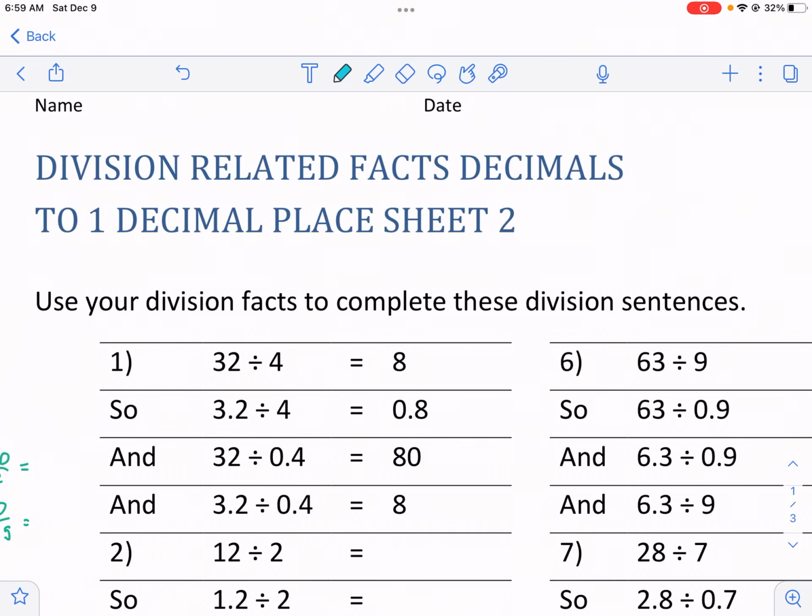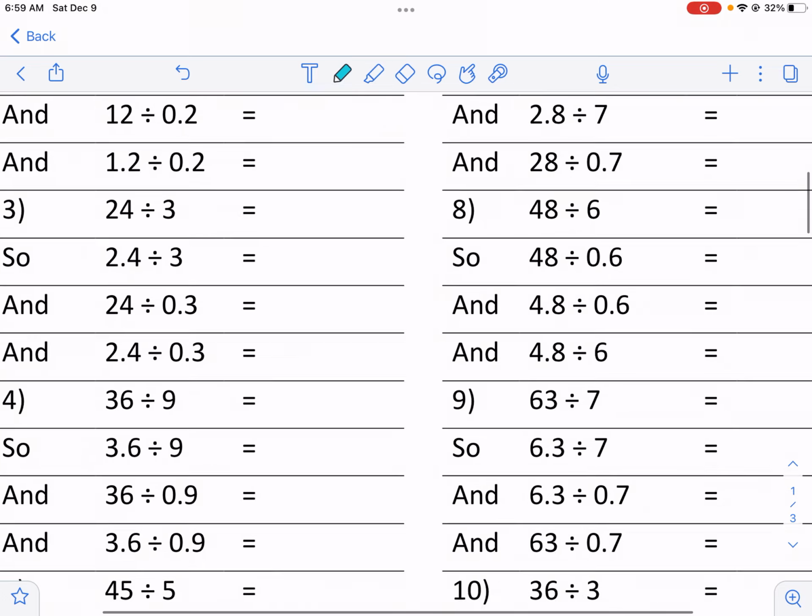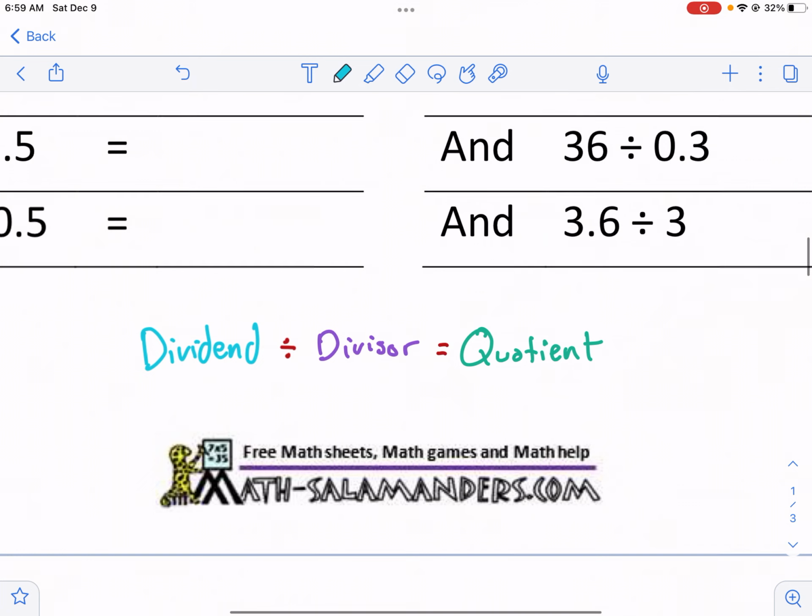Hi, this is Mr. West, and today I'm doing a walkthrough video for division-related facts, decimals to one decimal place, sheet 2. This, of course, is from Math-Salamanders.com. Make sure to check out all of Math-Salamanders' amazing math resources and worksheets.